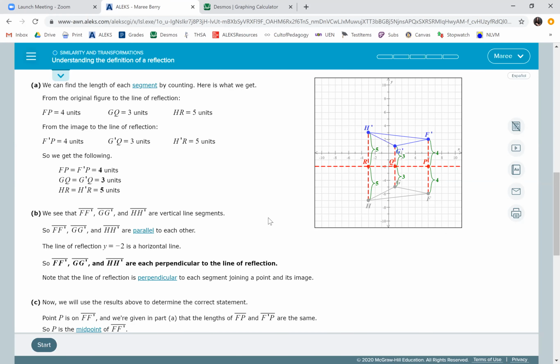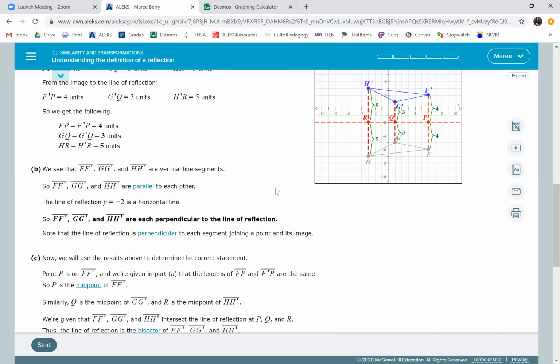And if you notice, H H prime, G G prime, F F prime, these segments are all parallel to each other and also perpendicular to the line of reflection. So we can click that each of the segments is perpendicular to the line of reflection. They are parallel to each other, but that wasn't one of the options they gave us to choose for letter B.